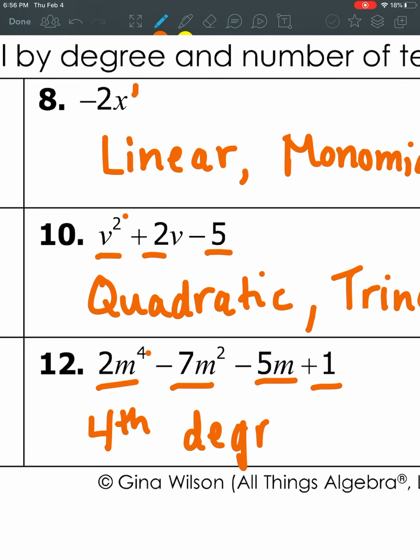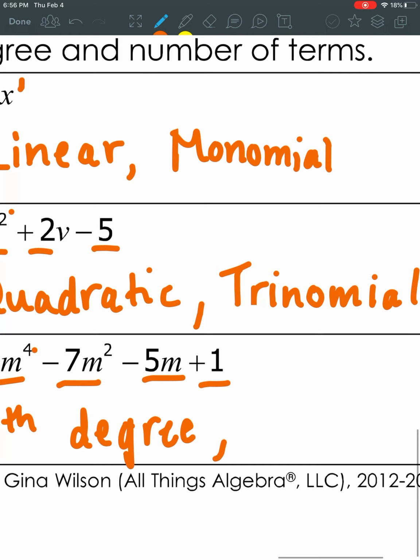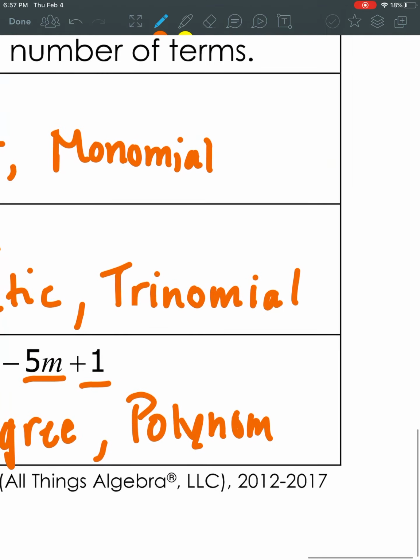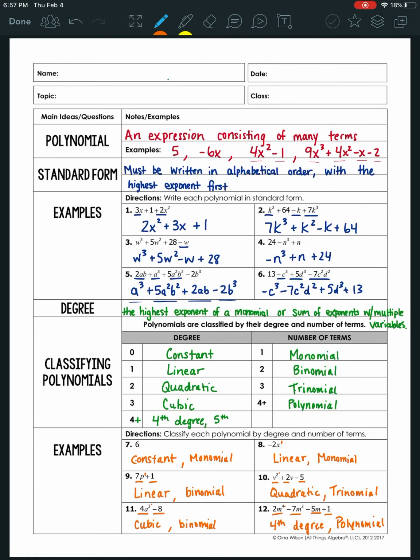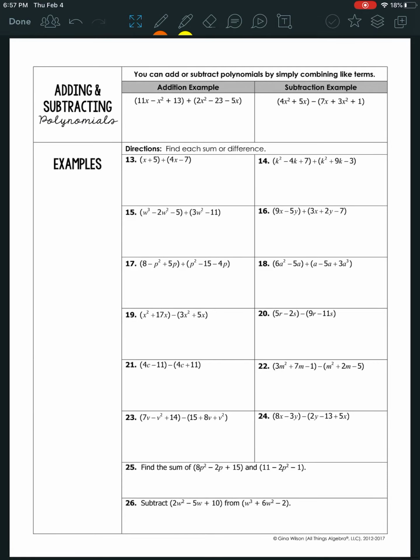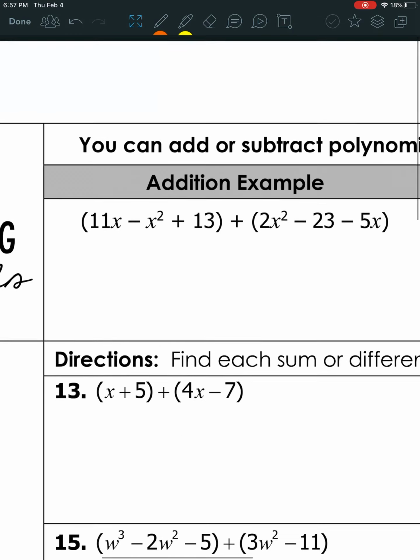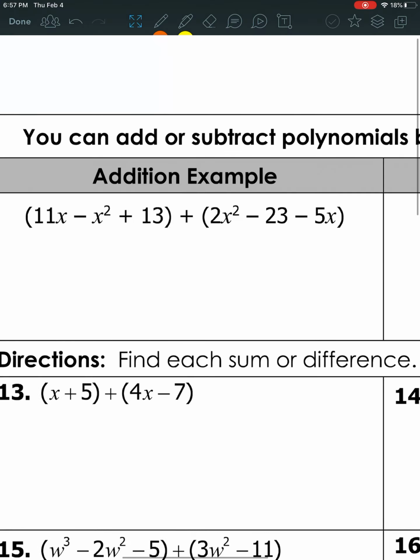And last one, we have 1, 2, 3, 4 terms. The highest degree is the 4, so we would say 4th degree. And since there are 4 terms, it is a polynomial. All right, now let's go to the second page and add and subtract some of these. So I've got 2 examples here at the top.